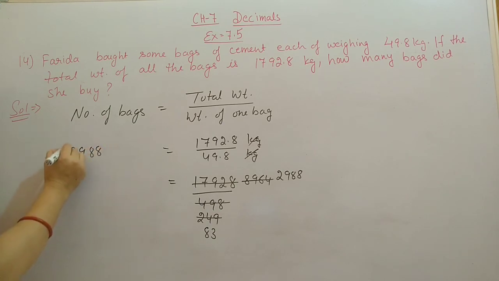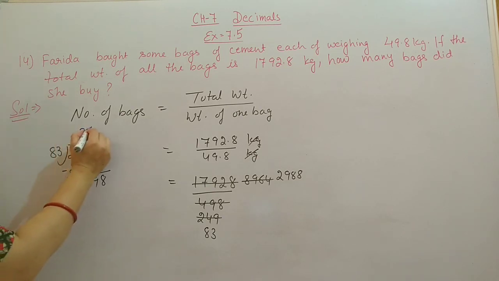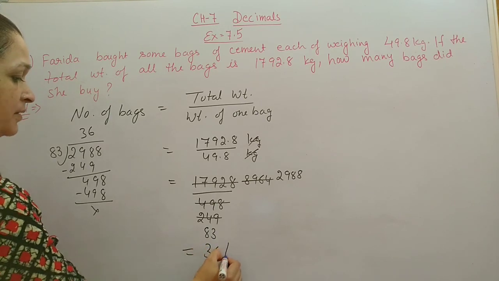2988 divided by 83. Now it will go 83, 3 times. 3 3s are 9, 8 3s are 24. Then 9, 4, and this 8 you can take down. Again now it will go 83, 6 times. 6 3s are 18, 1 carry over, 48 and 49. So here the number of bags is 36 bags.